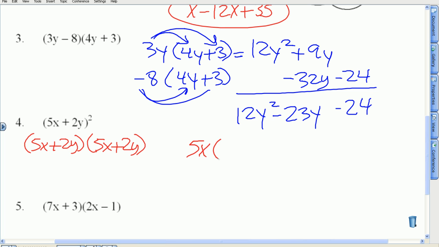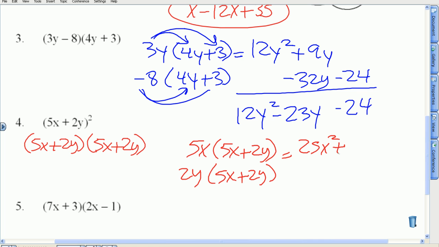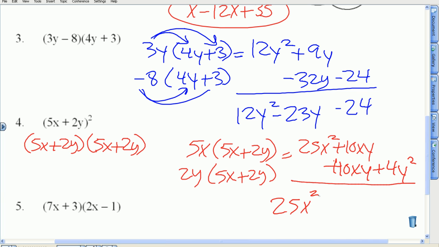I'm going to take 5x, multiply that by 5x plus 2y. I'm going to take 2y and multiply that times 5x plus 2y. This gives me a 25x squared plus 10xy. In the next row, I get a 10xy plus 4y squared. So when I combine like terms together, there we go. 25x squared plus 20xy plus 4y squared.